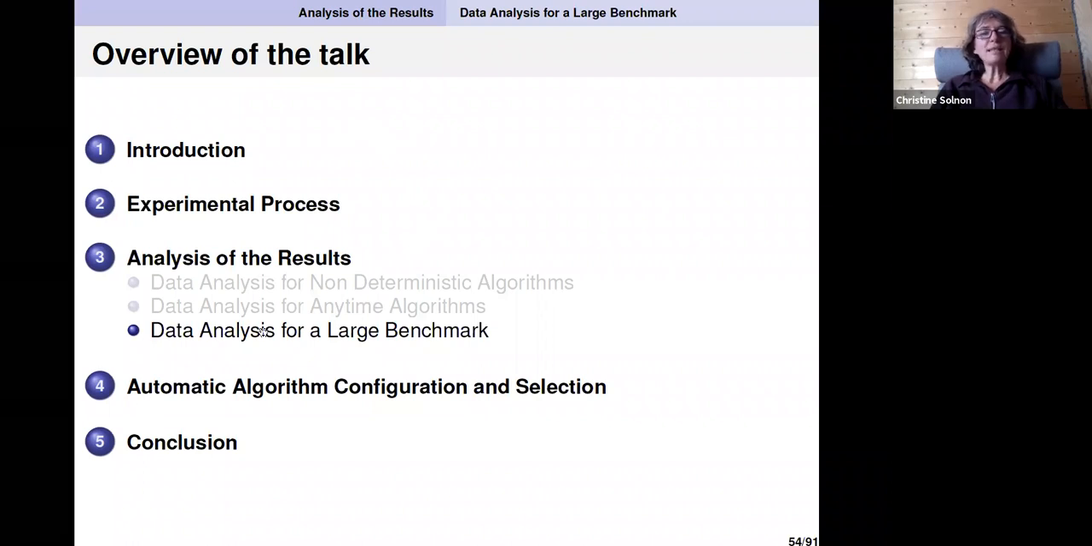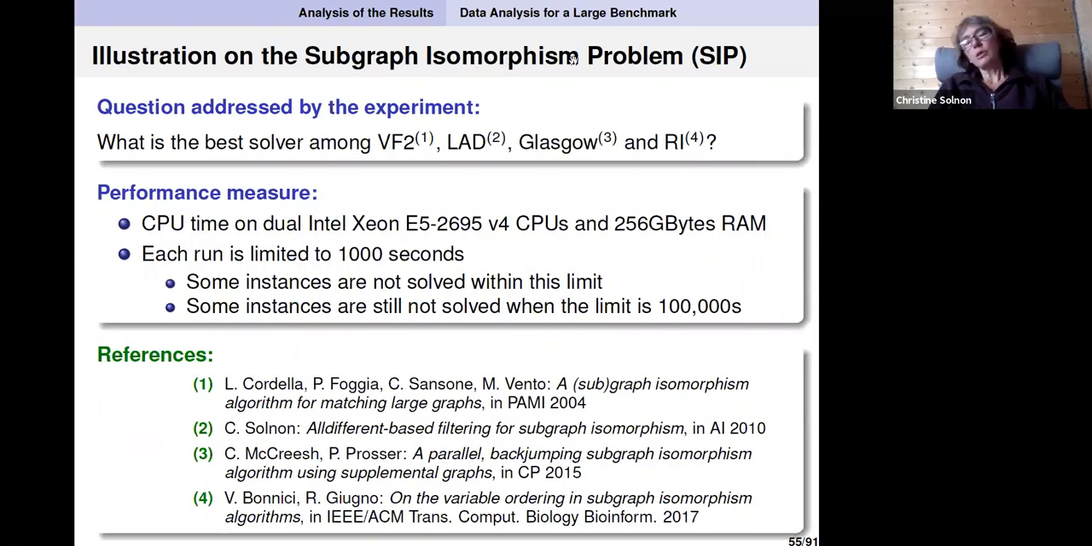fast. So the last study, I am going to consider a problem, which is the subgraph isomorphism problem, for which I have a very large benchmark of thousands of instances. And my question is, what is the best solver among 4 well-known solvers? Here, my performance measure is, so this is a decision problem, so not an optimization problem. So either I have solved the instance or I haven't solved it.